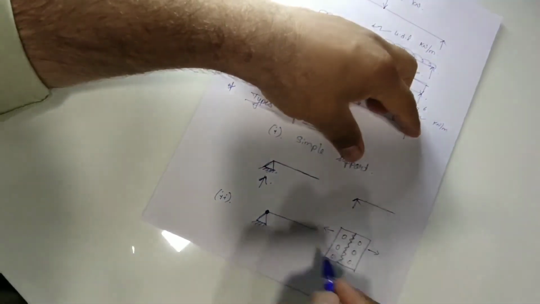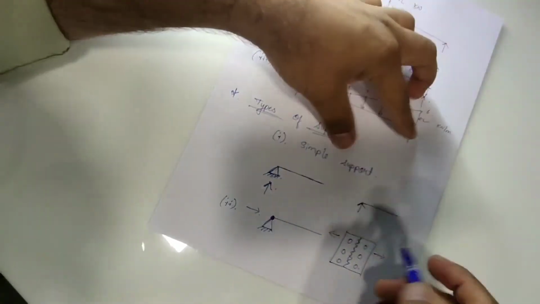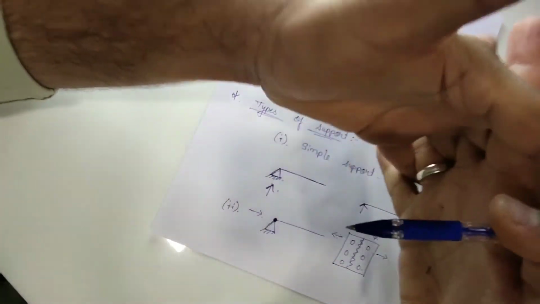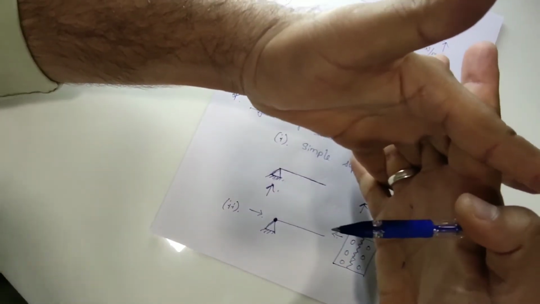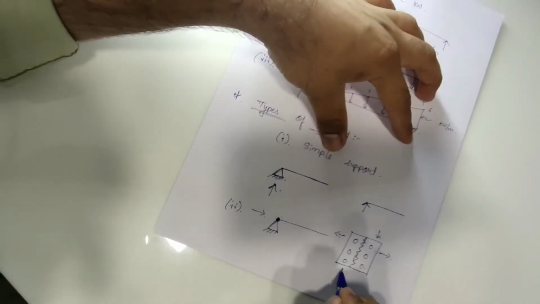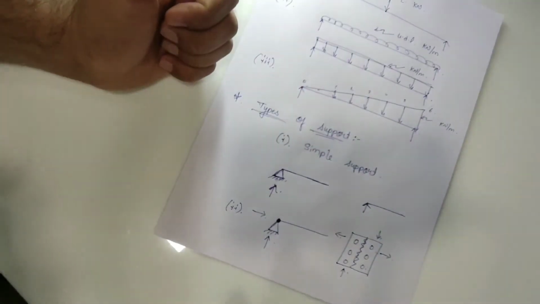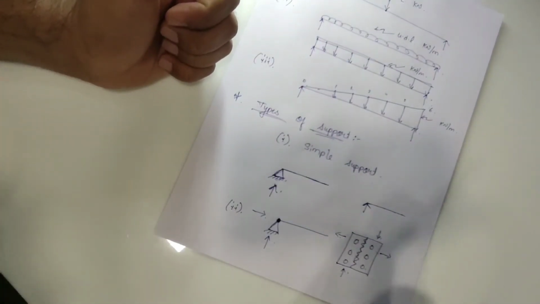So some reaction is provided, so it can take horizontal load. If I am applying the load in the vertical direction in this way, what will happen? It will not allow it to go back. So some reaction is being generated in the opposite direction also, so it can take the vertical load also, it can sustain.